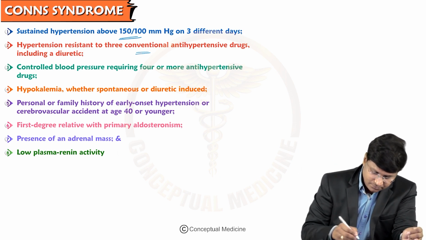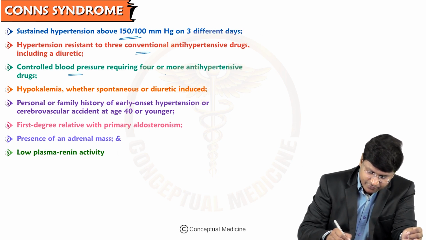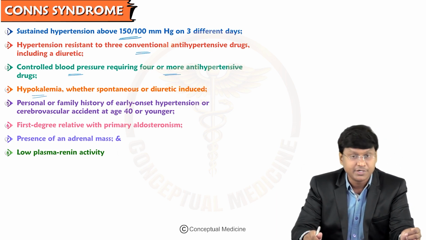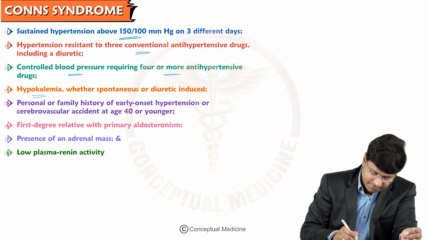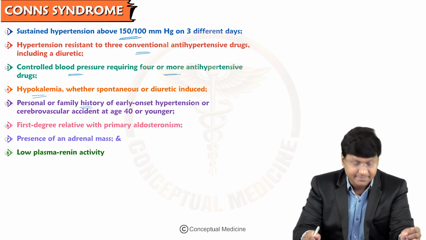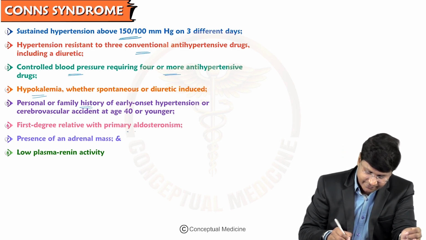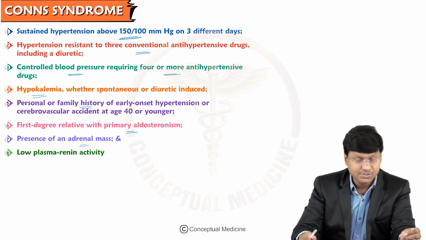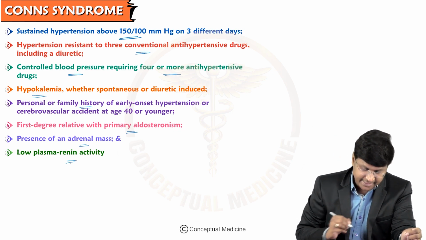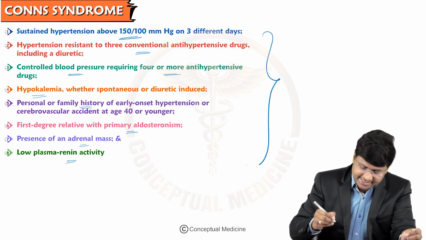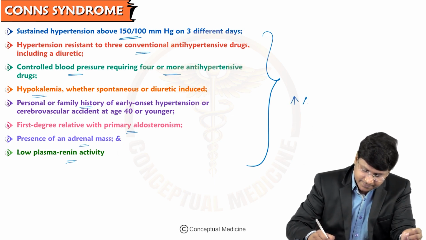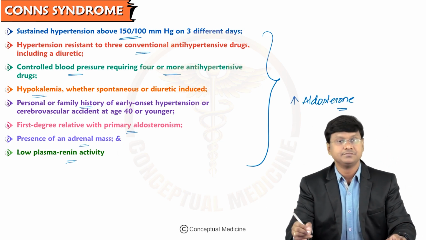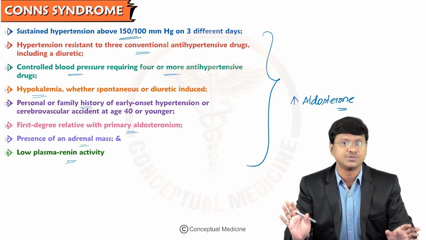Next, controlled blood pressure requiring 4 or more antihypertensive drugs. Hypokalemia, whether spontaneous or diuretic induced. Personal or family history of early onset hypertension. First degree relative with primary aldosteronism. Presence of an adrenal mass, low plasma renin activity. So in all these conditions, you have to test for primary hyperaldosteronism.